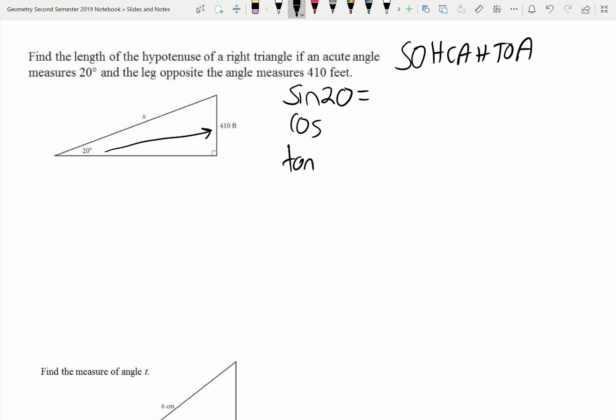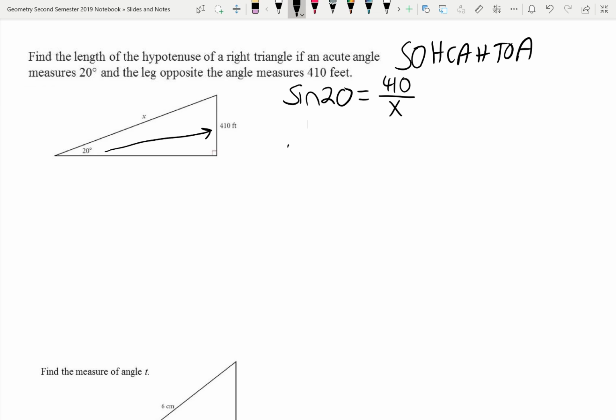And so sine of 20 degrees is going to be equal to the opposite leg, which is 410, divided by the hypotenuse, which is x. Because remember, sine is the ratio of two sides of a right triangle.